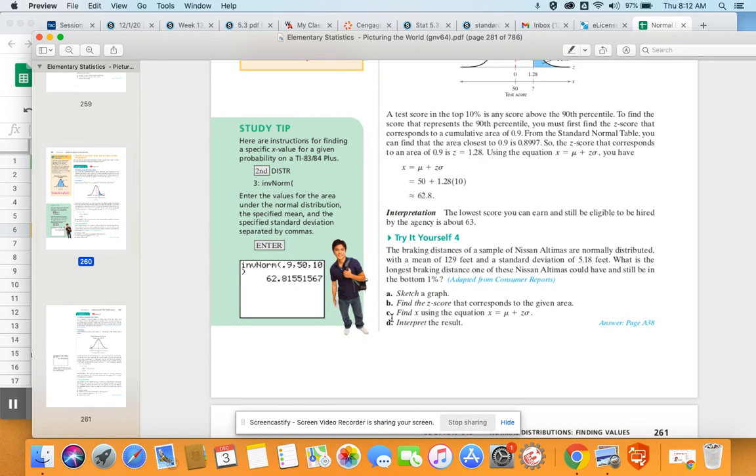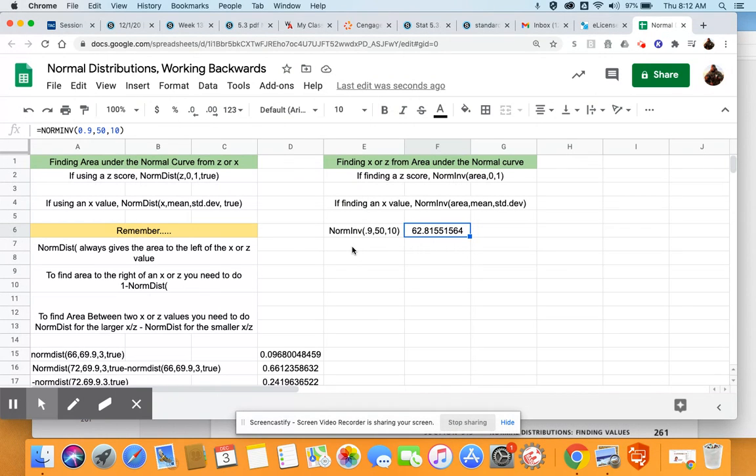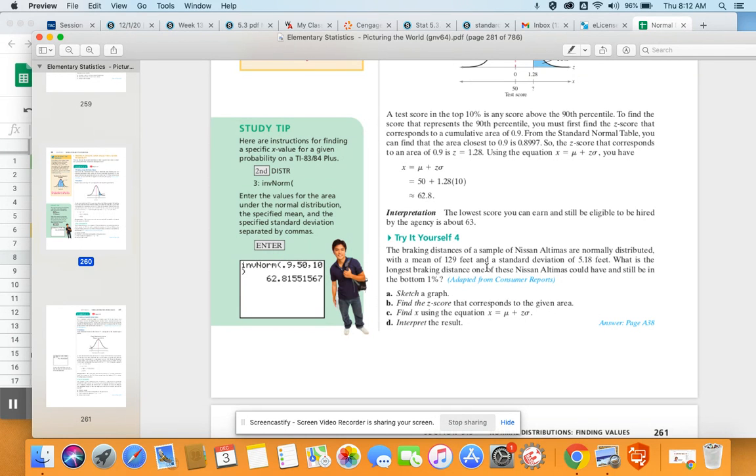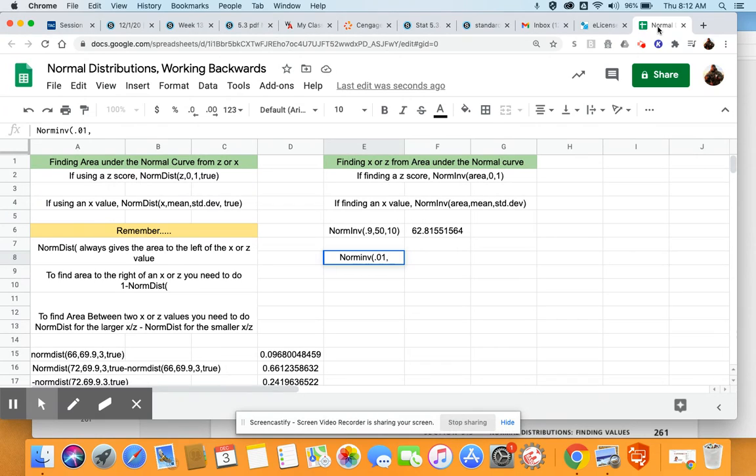Bottom 1%. So, same question. Bottom 1% would mean we're actually going to use 0.01. I'll put it in here. NormInv. 0.01 if we're going to be in the bottom 1%. Our mean for that question was 129 feet, 5.18. So I'll put those in. 129 feet for the mean, 5.18 for the standard deviation.